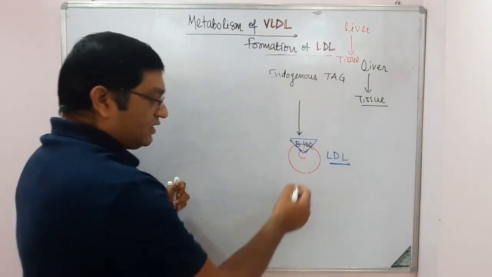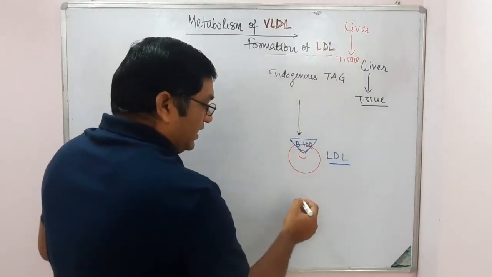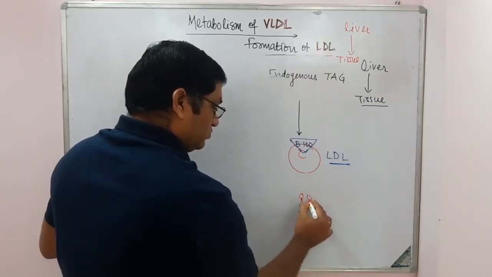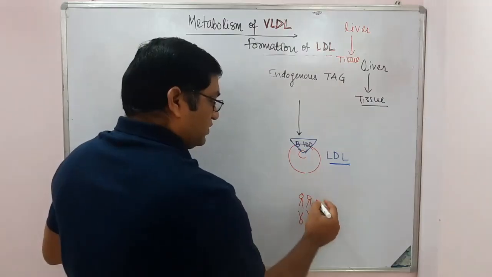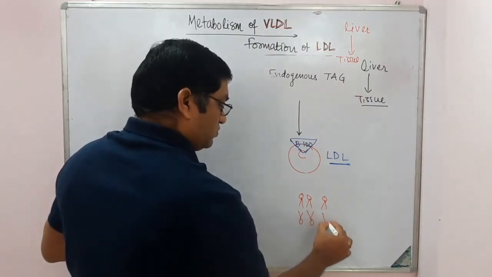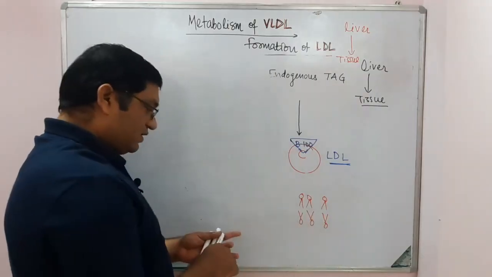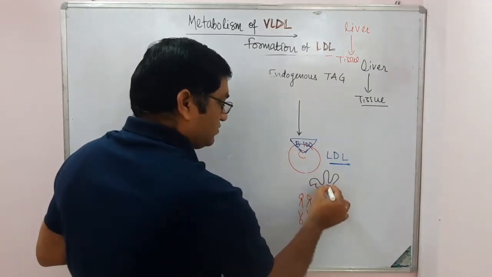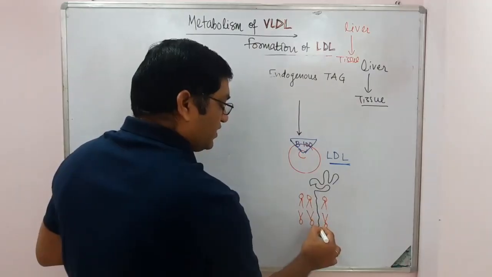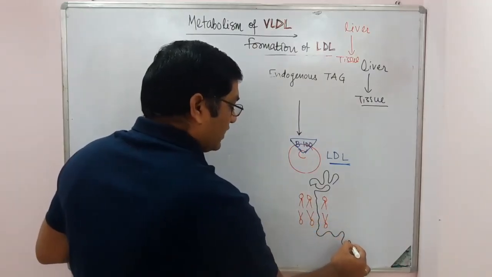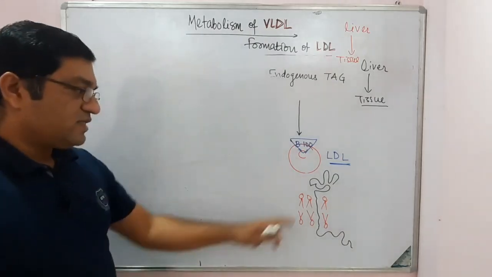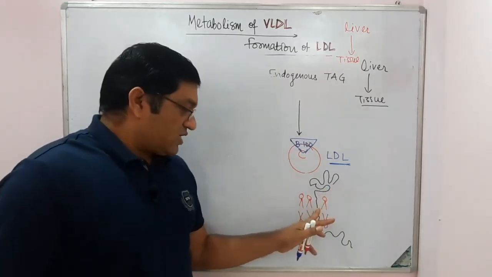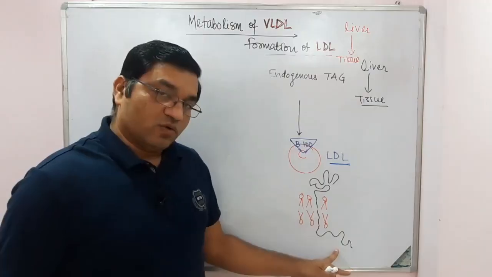This is LDL, and this is the LDL receptor. Suppose this is the plasma membrane, a lipid bilayer. The LDL receptor is made up of an outer part, a transmembrane protein, and an inner core.